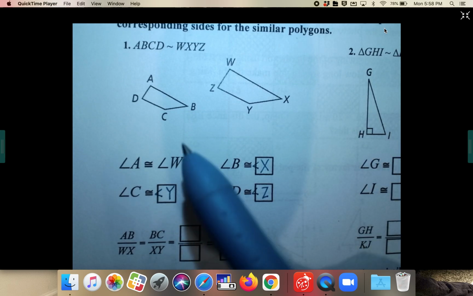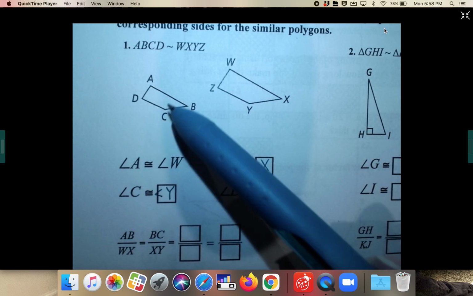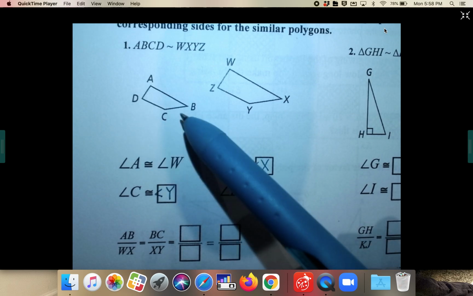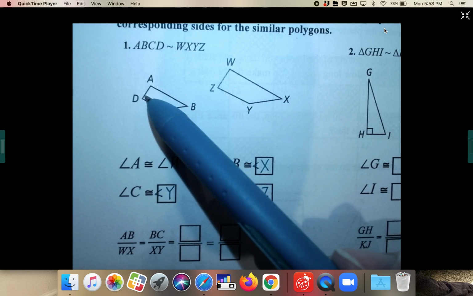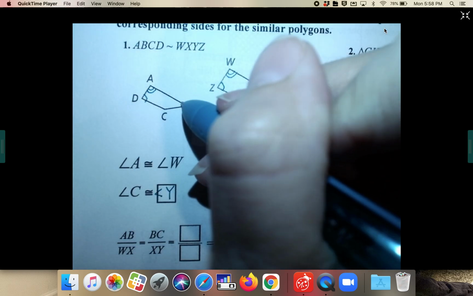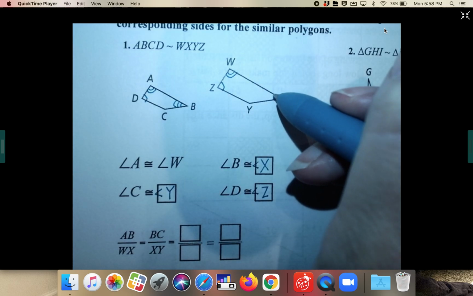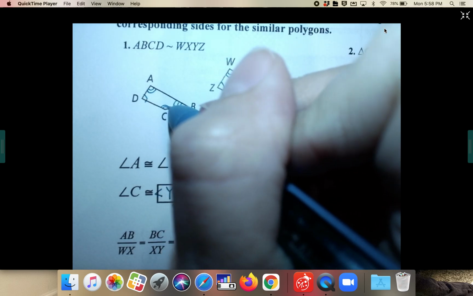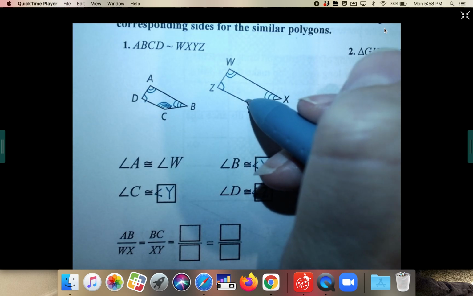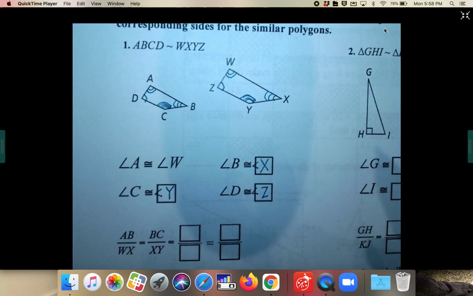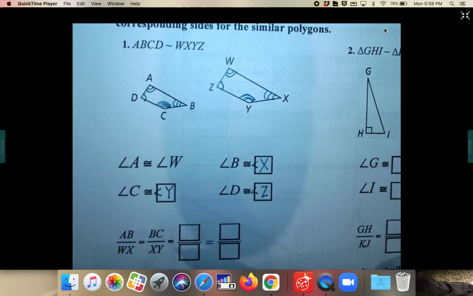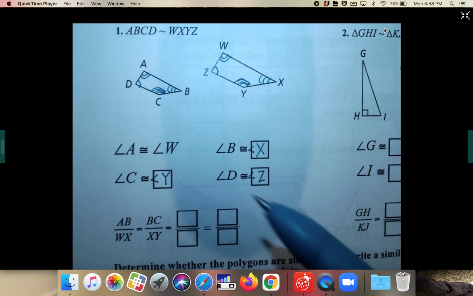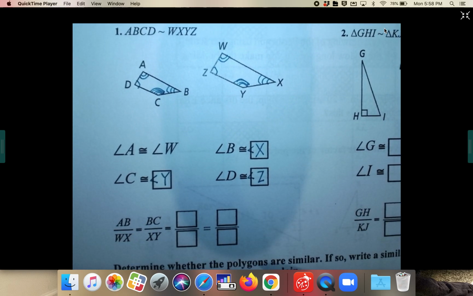Okay, now the side lengths though are not congruent. You can tell this shape is smaller than this shape. So even though the angles match up, I should have probably marked these up while I was doing it. So I'm going to go ahead and make these. So these angle measures are congruent: 1, 2, 3, 4. 1, 2, 3, 4. However, the side lengths are in a ratio, the same ratio.